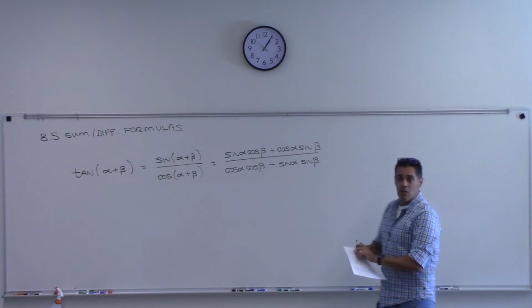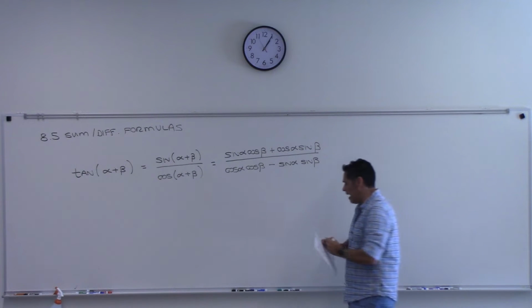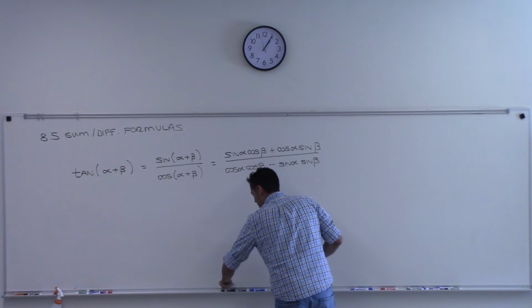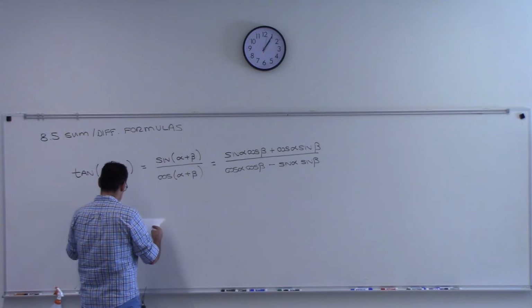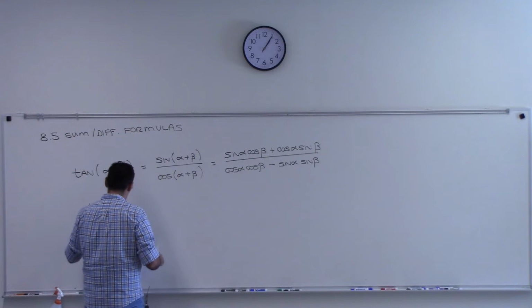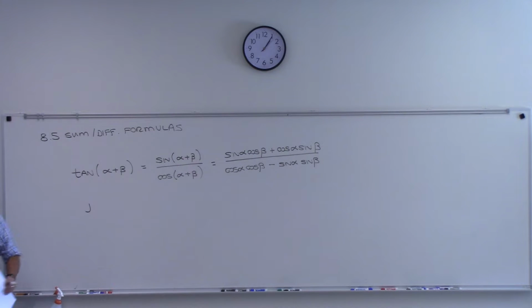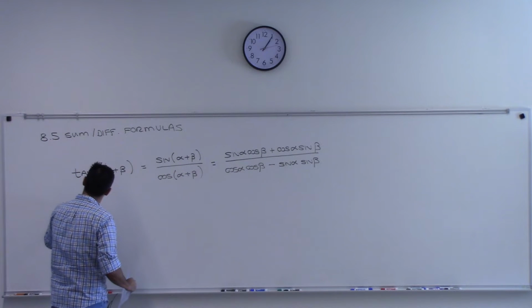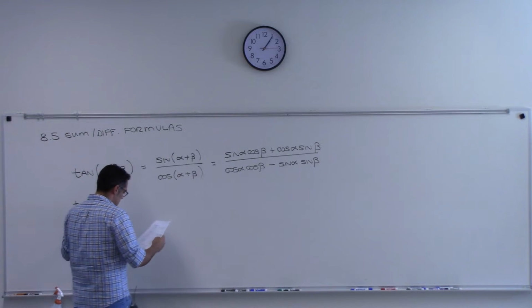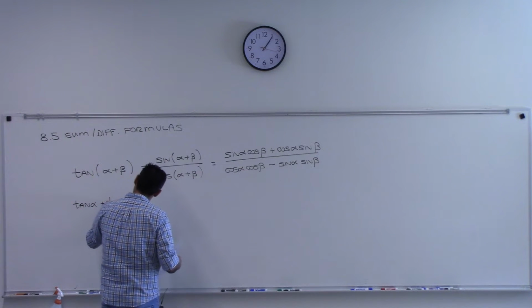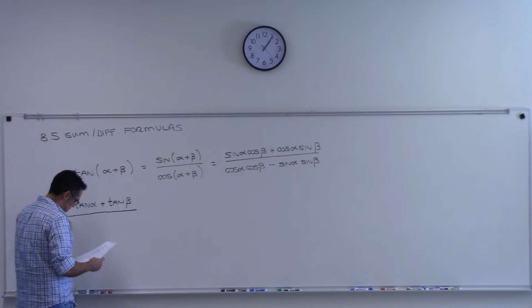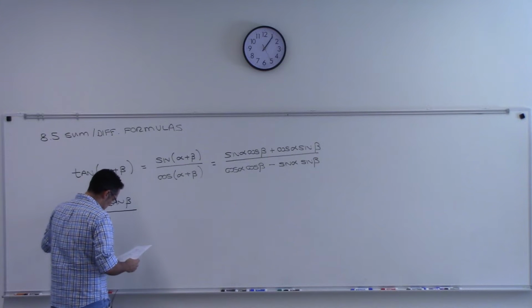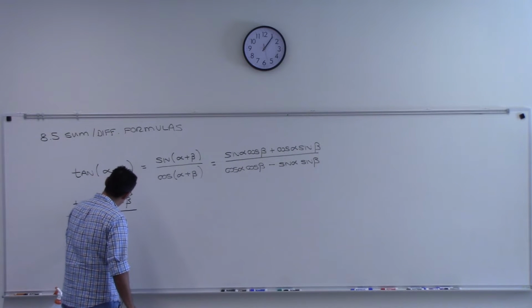Right, now somehow, according to this formula sheet, that turns into, let me write down what the formula sheet says. It says tangent of alpha plus beta is tangent alpha plus tangent beta over 1 minus, it's the opposite, tangent alpha tangent beta.